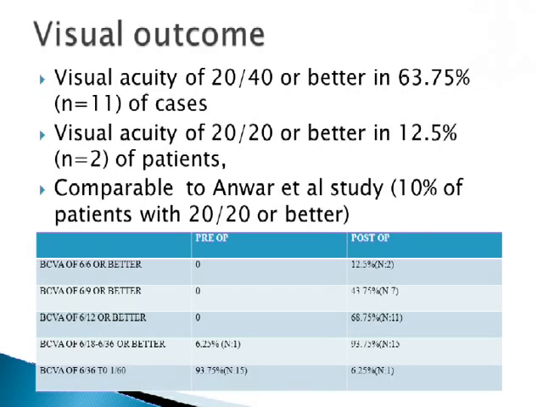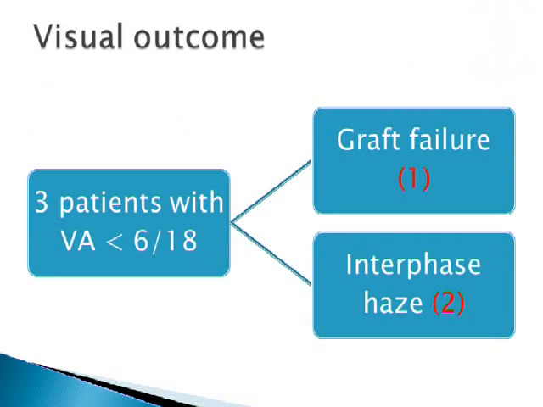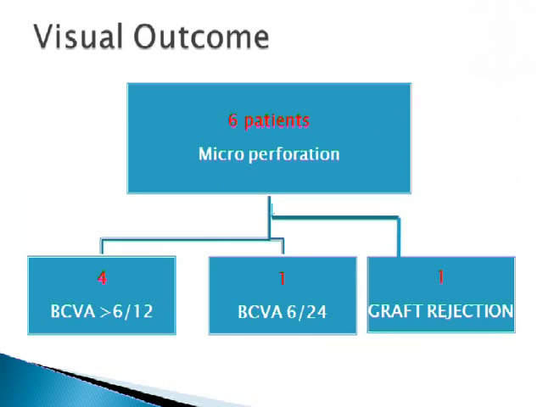Visual acuity of 20/40 or better was seen in 63.75% of cases. Visual acuity of 20/20 or better was seen in 12.5% of patients, which is comparable to the Anwar study. 3 patients had vision less than 6/18, of which 1 had graft failure and 2 had interface haze. 6 patients had microperforation, of which 1 went on to have graft rejection and 1 had a visual acuity of 6/24.